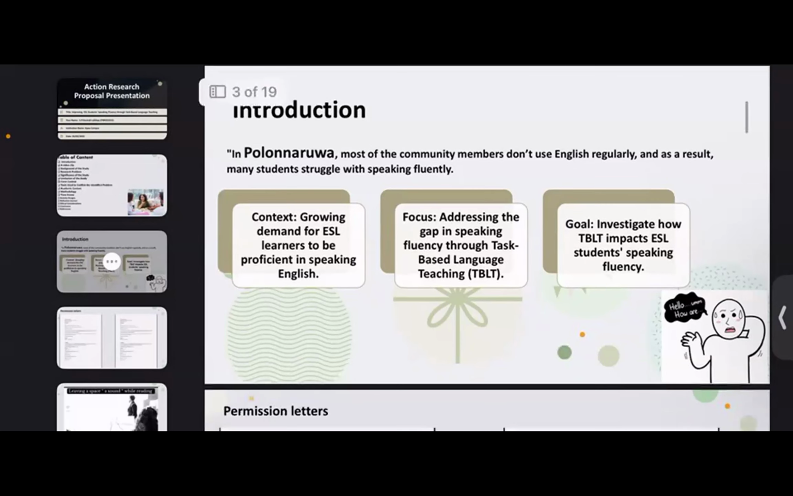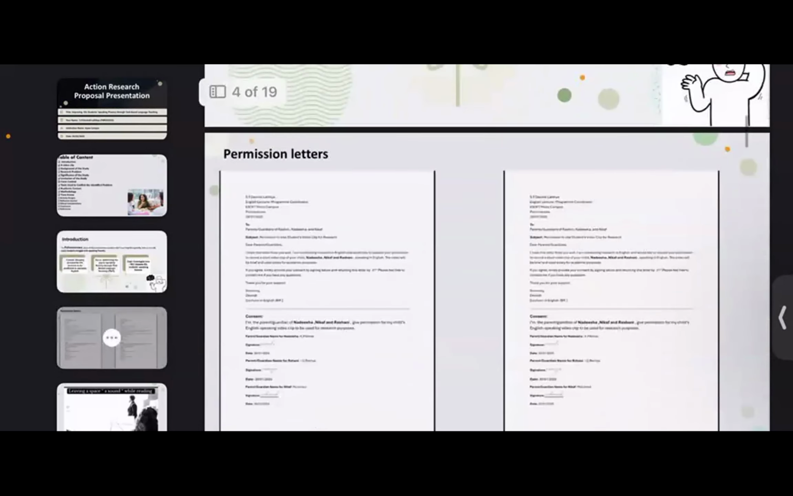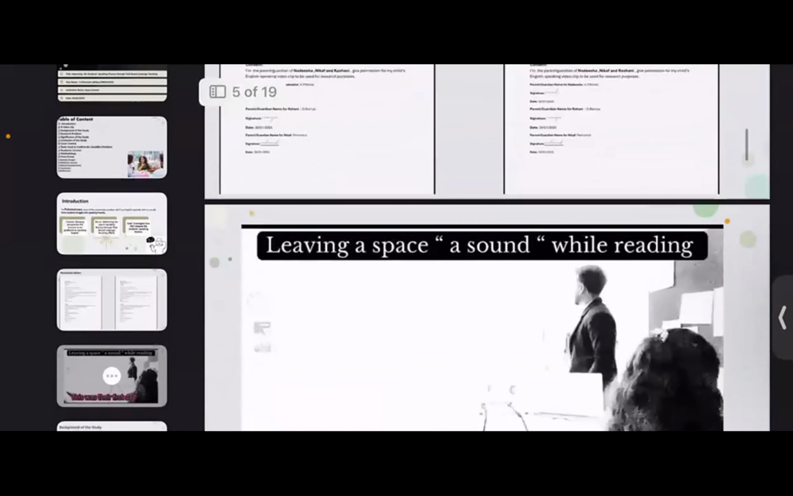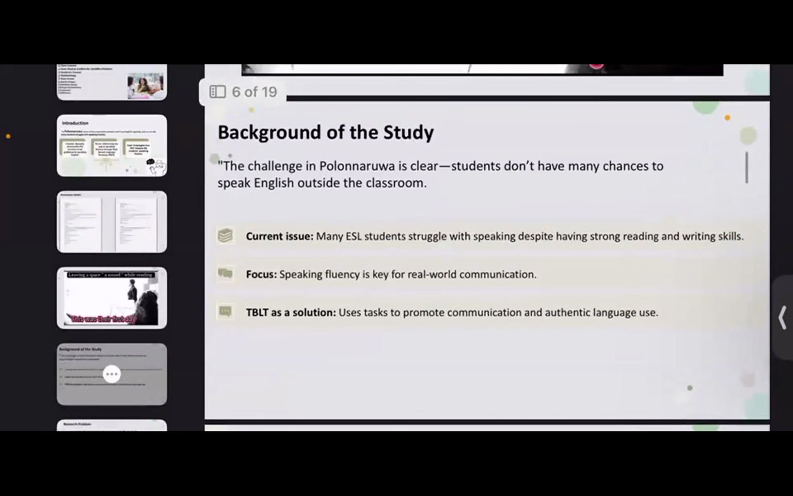As you can see here, I have divided it into 3 parts. The context is the growing demand for ESL learners to be proficient in speaking English. I'm going to focus on the gap in speaking fluently through task-based language teaching. And the goal is to investigate how TBLT impacts ESL students' speaking fluency. And these are the permission letters, ma'am. Previous video. And let's go to the background of this study.